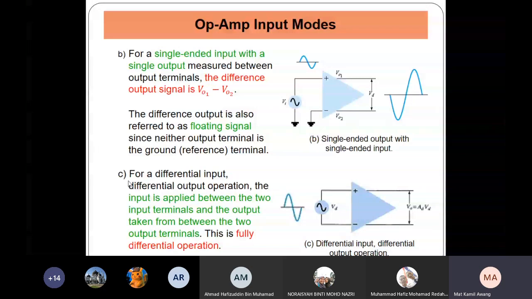For a differential input, differential output operation, the input is applied between the two terminals. When we say differential, that means that both the positive terminal and negative terminal are connected to the input. Okay.